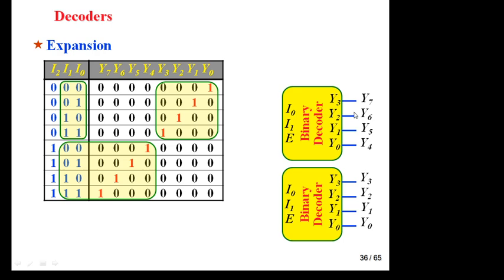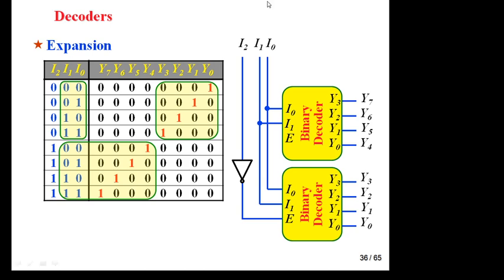So this is how you will draw the circuit. This is your circuit. E. Now you are using y0 to y7, y0 to y3 and y4 to y7. For y0 to y3, I2 is 0, so there is a NOT gate. In y4 to y7, I2 is 1, so there is no NOT gate.